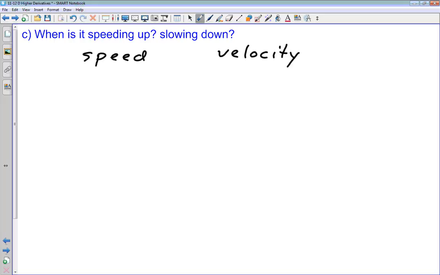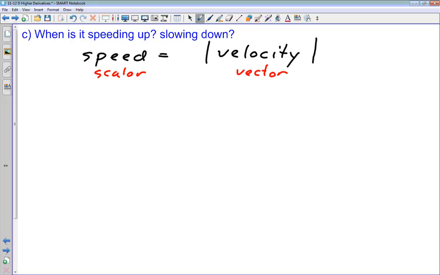Speed is just a scalar, just a magnitude, while velocity has... Absolutely. So speed is a scalar quantity. Velocity is a vector quantity. The way that we could express this mathematically is that speed is the magnitude or the absolute value of the velocity.